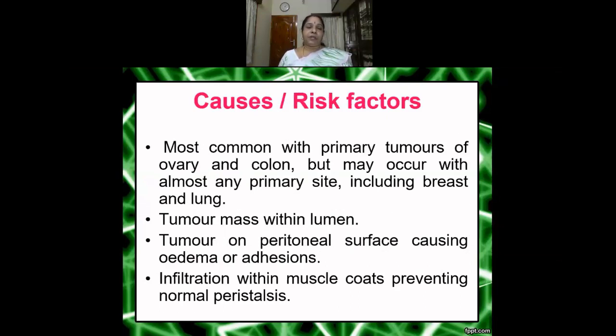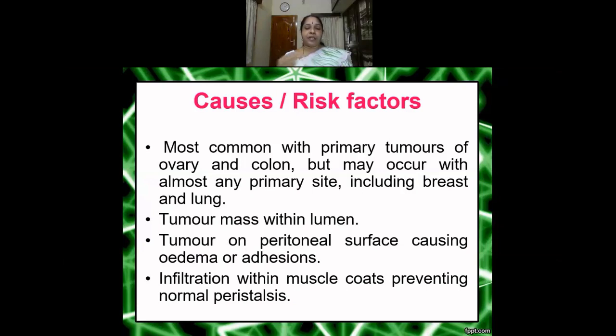Causes for the obstruction. Most common is due to the primary tumors, tumors of the ovary and the colon, but it may occur with almost any primary site, including breast and the lungs. So the cancer, when it is present in one part, can progress to the other parts, and it can cause obstruction to the gastrointestinal tract. Tumor mass, when it is present inside the lumen, that is inside the gastrointestinal tract. Tumor on the peritoneal surface.